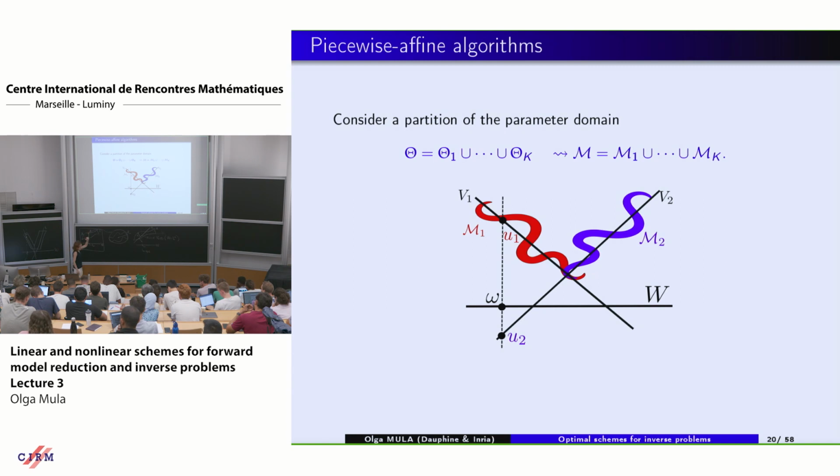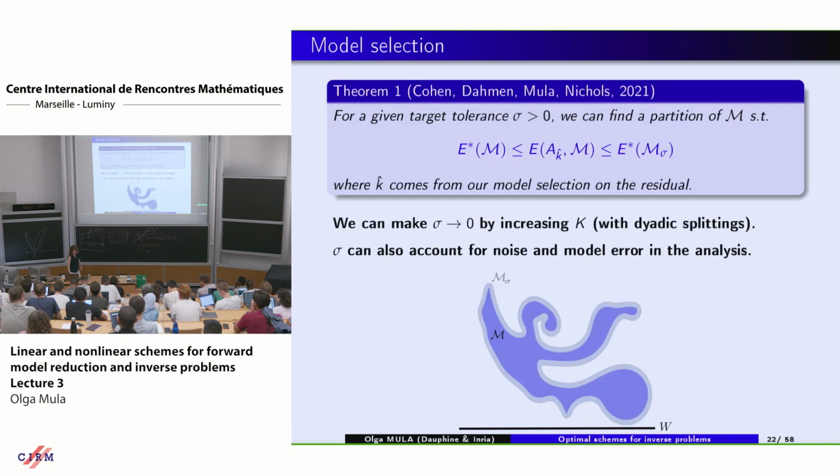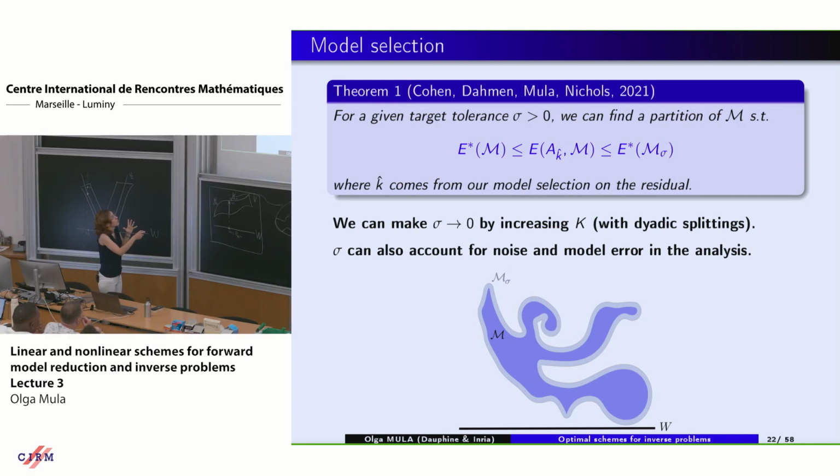We can make a selection there, and with this selection, we are going to get a piecewise algorithm, a piecewise affine algorithm. And there's the following remarkable result that we developed a couple of years ago. Now, I fix myself a given target tolerance sigma that I want for my approximation.